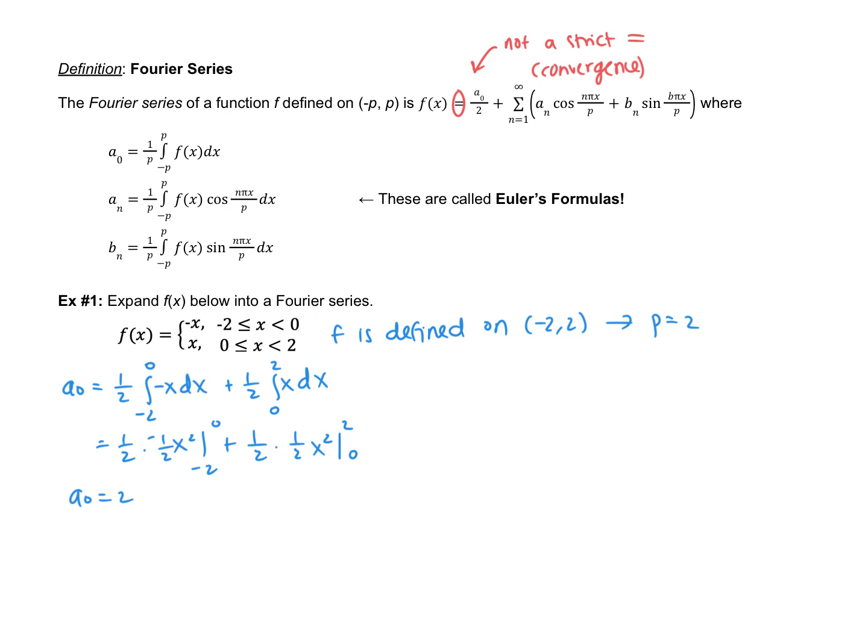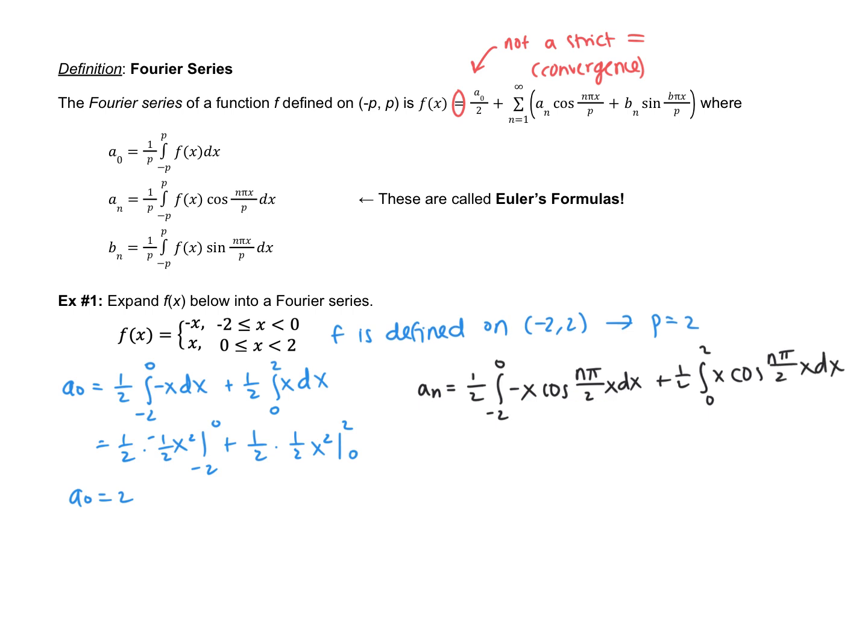Okay, so next I'm going to do the a of n. A of n is 1/2. Again, we're going to have to split up into two integrals. So this will be negative 2 to 0 of negative x cosine of n pi over 2x dx. And then I have a 1/2 0 to 2 of x cosine of n pi over 2x dx.